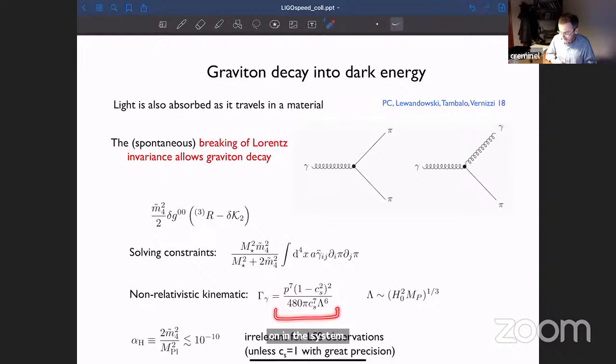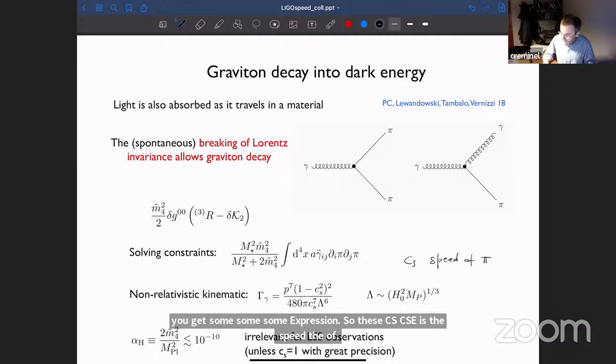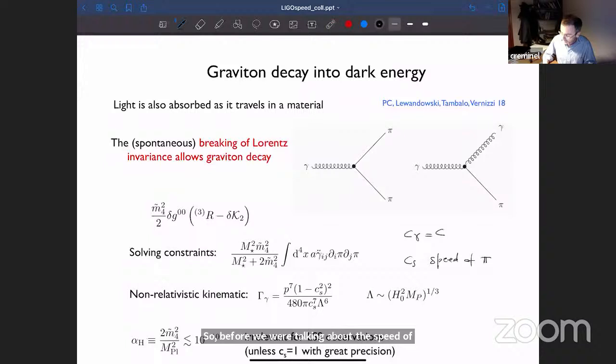So this cS is the speed of pi. Before we were talking about the speed of gravitational waves, and we said that this is very similar to the speed of electromagnetic waves. But we don't know anything about the speed of this pi. So pi is just this excitation of the dark energy fluid. So we don't know what it is, and so I keep it here as a parameter.